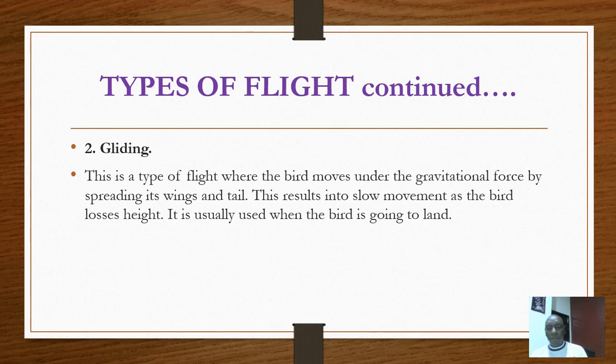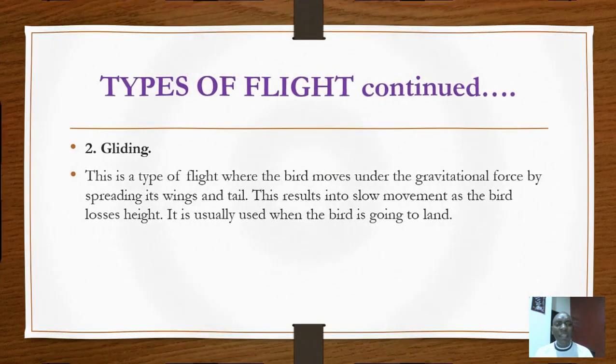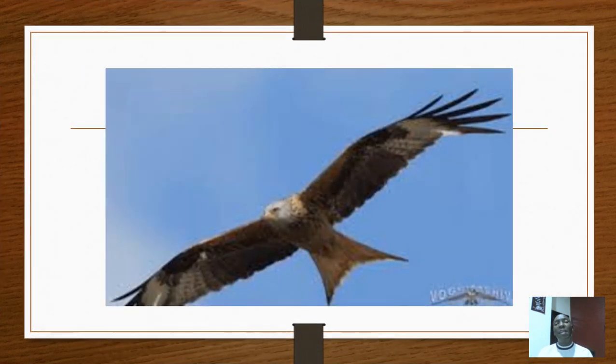When we do a comparison between flapping and gliding, you realize that gliding does not require the use of energy, but flapping requires a lot of energy. Flapping, wings up and down. Gliding, spread wings, spread tail, then the bird moves under gravity, losing height as it is about to land. I'm sure when you look out, you will see some birds in that posture. That means they are moving by gliding, compared to the first one, where you'll see them moving by flapping.